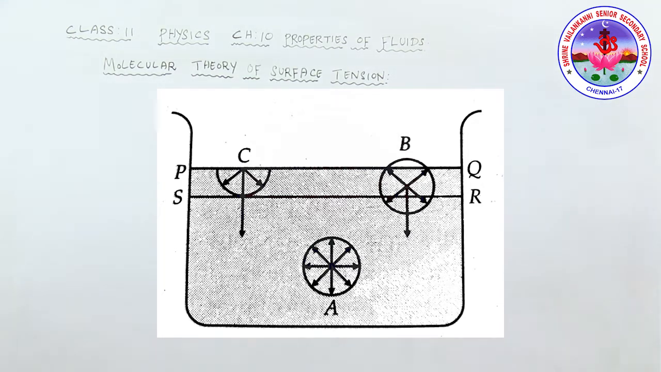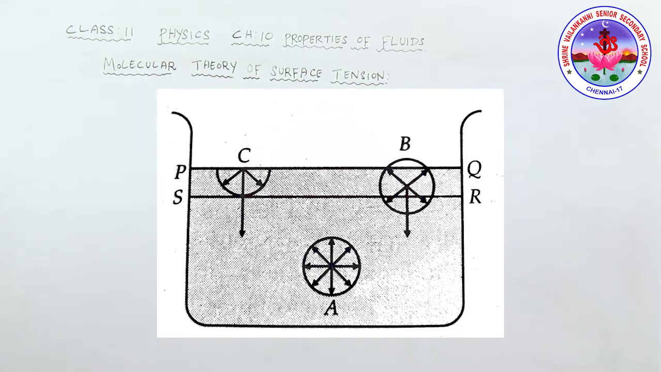See the diagram, children. The molecular theory of surface tension: with the help of the diagram we can see P, Q, S is the surface film of a liquid. Now consider the molecule A, well inside the liquid. It is attracted equally in all directions by the molecules lying within its sphere of influence. So the net force on the molecule is 0.